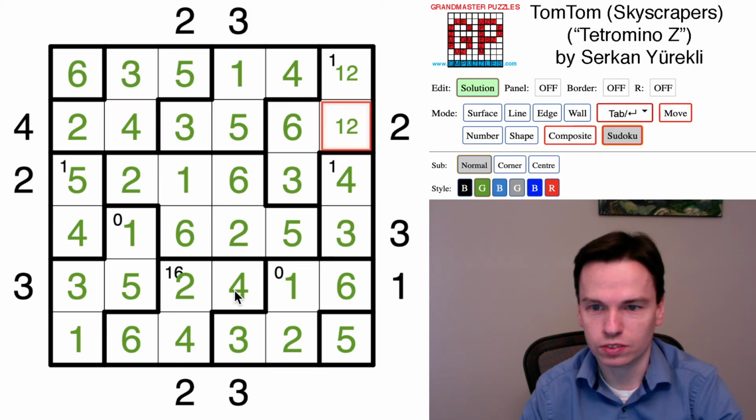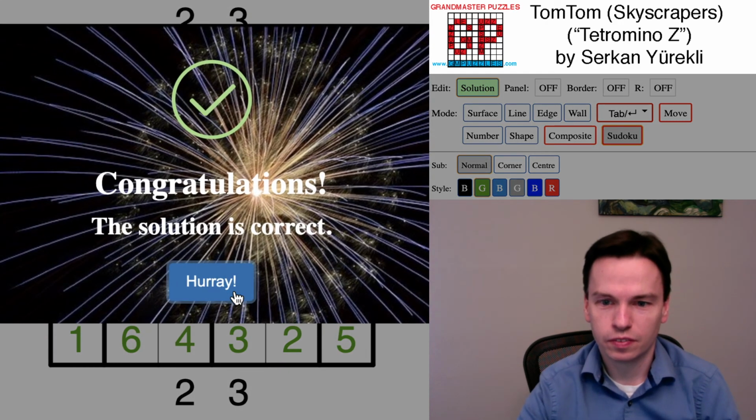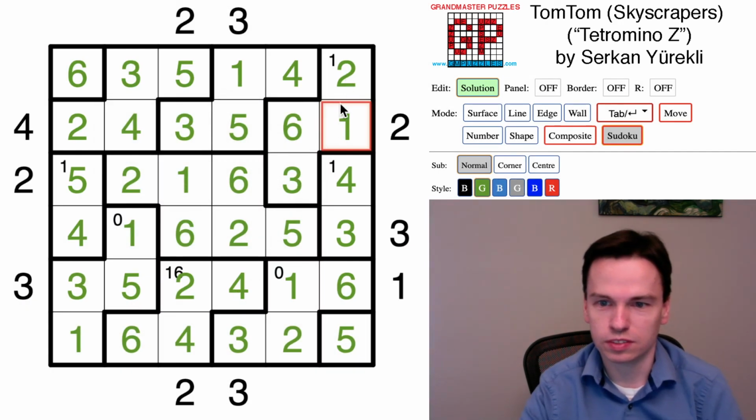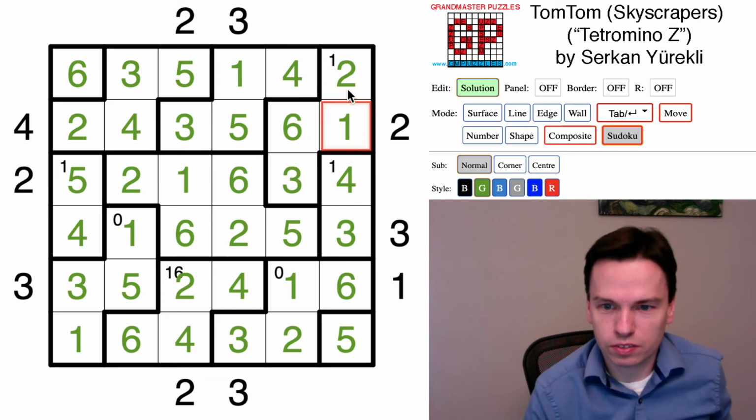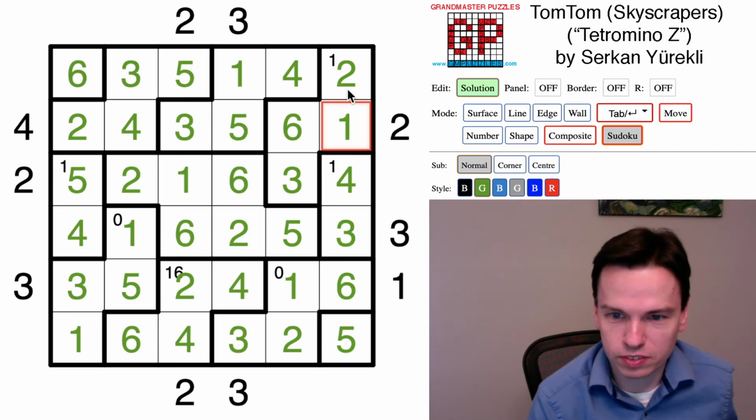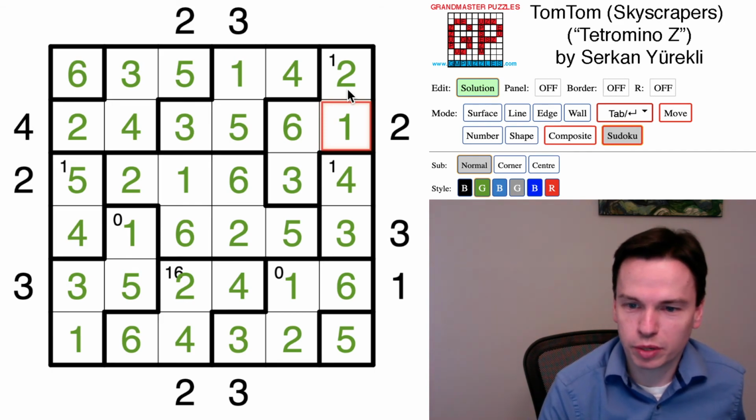Got a chase of this 2 over here, a 2 of a 1, and this last cage would have been a division. 6 divided by 2 divided by 3 divided by 1 is 1. So all the TomTom constraints are satisfied, skyscraper states are satisfied, and we finished out this tough puzzle. It did require shifting between modes of thinking.